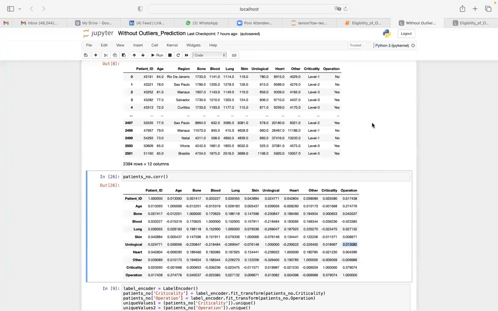Yeah, sure. So right now, what you can see after removing outliers, I've taken the correlation of patient_no_outliers.corr. The urological column, when compared with the operation column, is giving me 1%. The correlation coefficient is 0.01. So my question to you is, even if we remove these 106 rows, mostly because of this urological column, will it impact heavily how accurate a prediction we are trying to make?